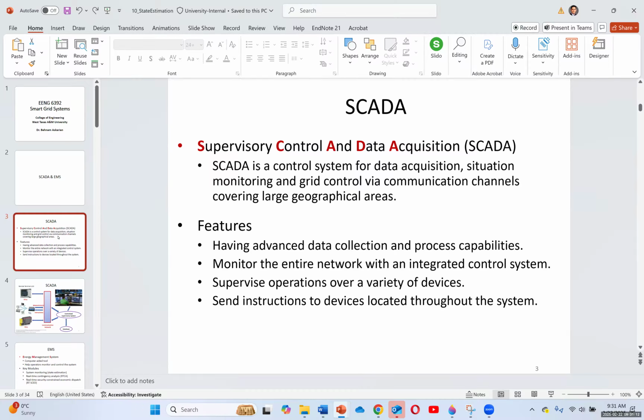Some features are having advanced data collection process capabilities, monitoring the entire network with an integrated control system, and supervising operations over a variety of devices, and also sending instructions to devices located throughout the system as well.